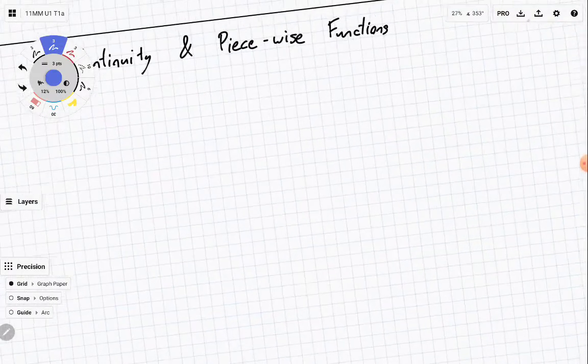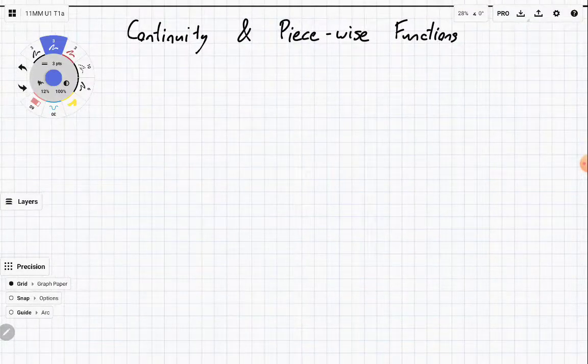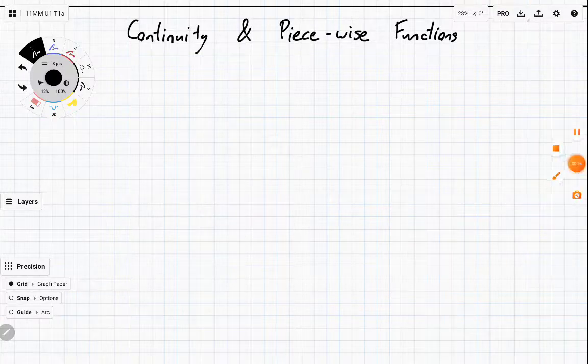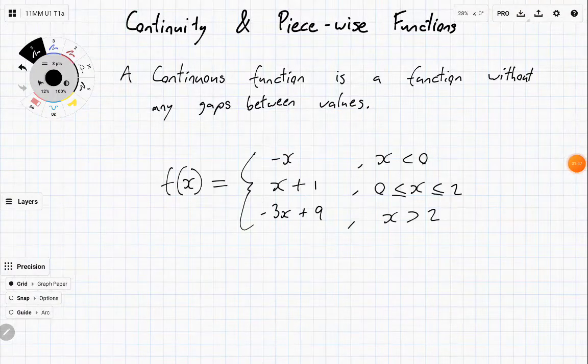So we're going to look at a more complicated piecewise function, and we're going to have a look at it and talk about its continuity. But just for a quick definition, in plain speak, a continuous function doesn't have any gaps. So we're going to have a look at a function, and think about where it is continuous and where it is discontinuous. So let's try and sketch this graph.